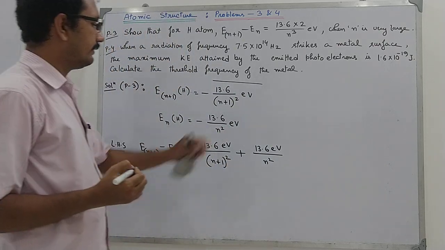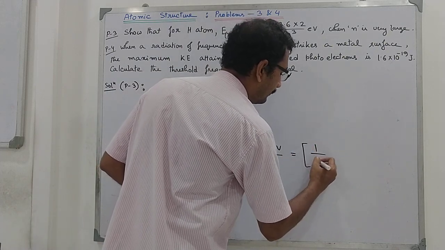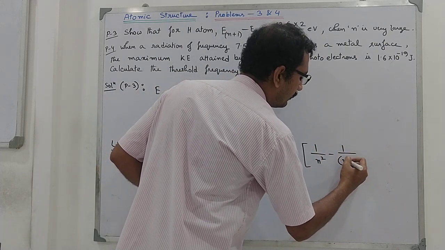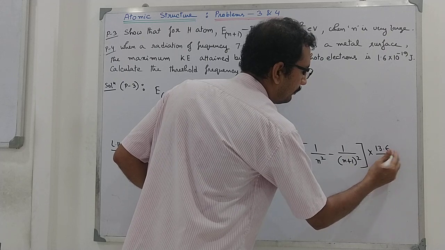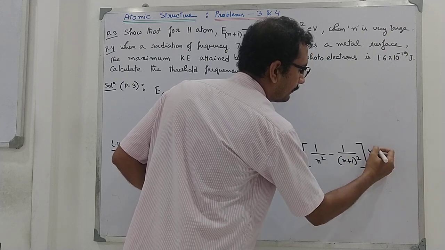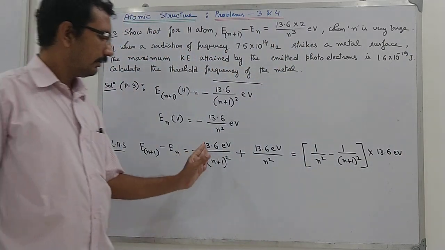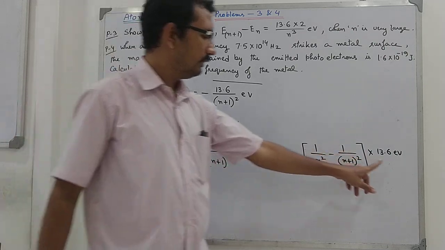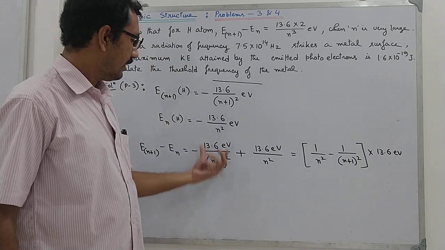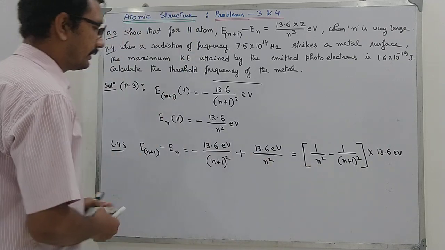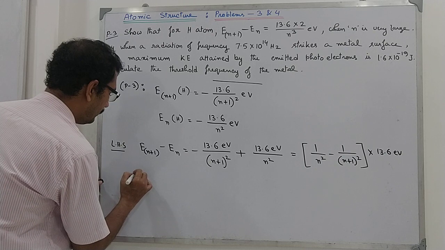So let us take 13.6 electron volt as common. So we will get 1 by n square minus 1 by n plus 1 whole square into 13.6 electron volt. So see, we are taking 13.6 electron volt as common. So this is plus, so 1 by n square will come before and from it this 1 by n plus 1 whole square will get subtracted.